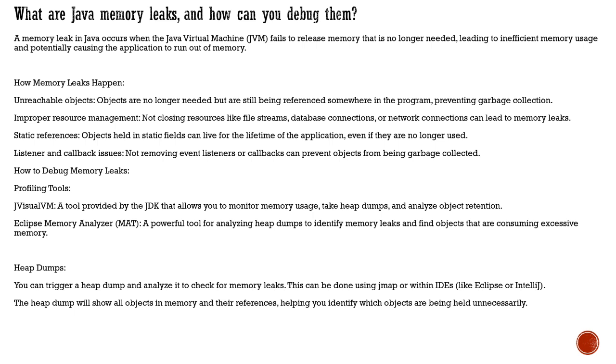Now, there are certain static references. If you look at the overall picture, these are loaded at once, and then they can live for a long time, as long as the application is there. So even if it is not needed, it will still be available, right? Then listeners and callback methods. If you do not remove certain event listeners or callbacks, that can prevent the resources from being garbage collected, right? So this is how it happens.